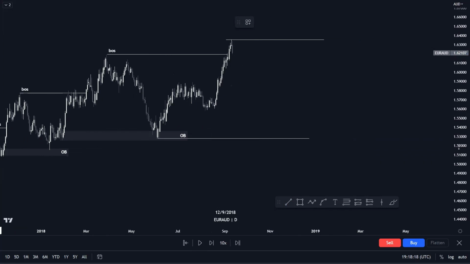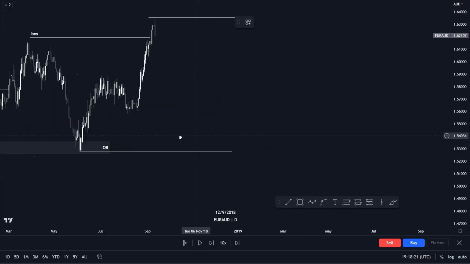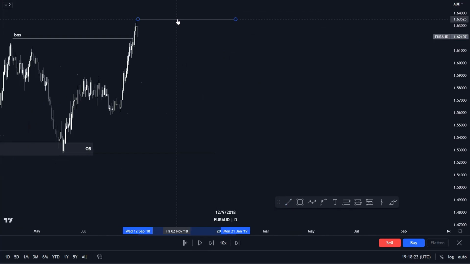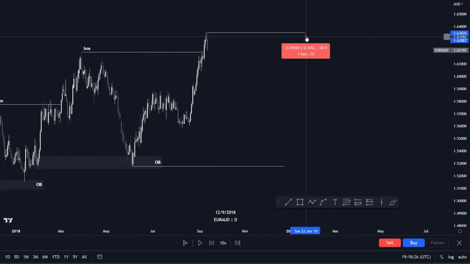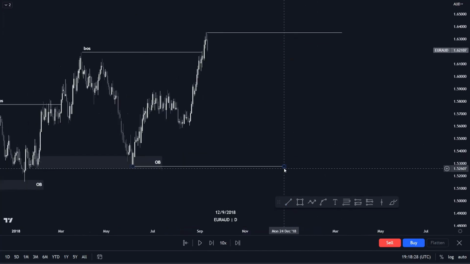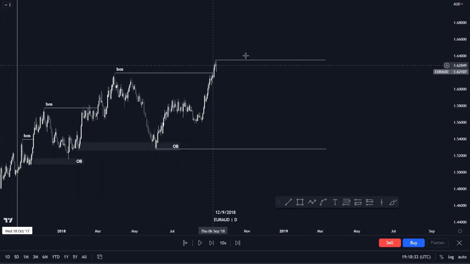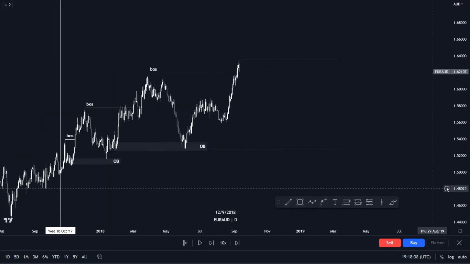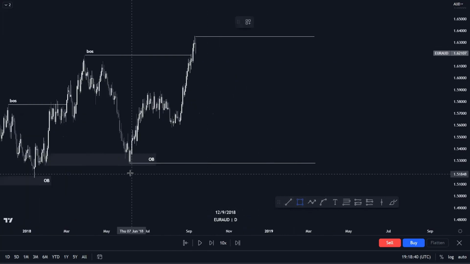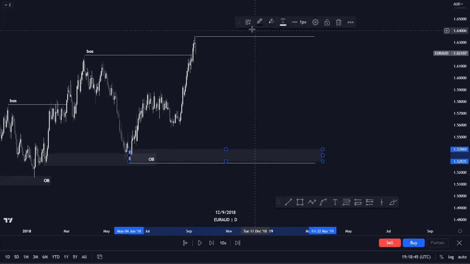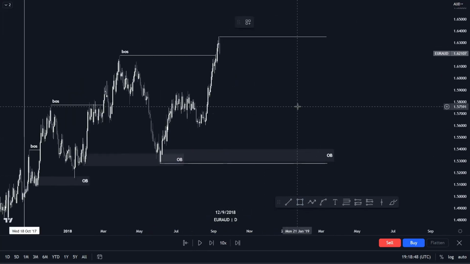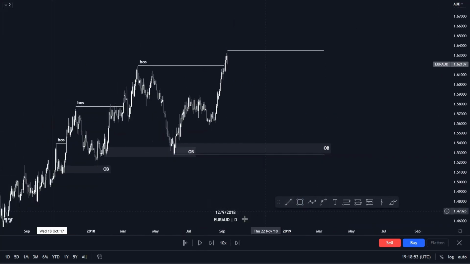Okay, so moving onwards, since now we have this new higher high here and a new higher low here, we can see that price is ranging between this high and this low here. So now we're looking forward to price respecting our order block here and pushing price to the upside.